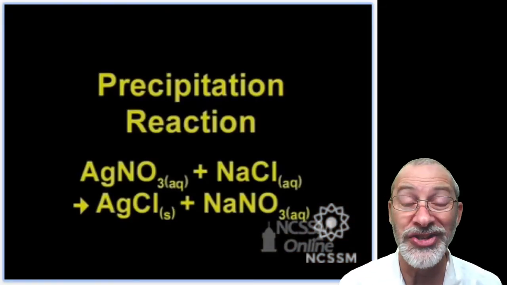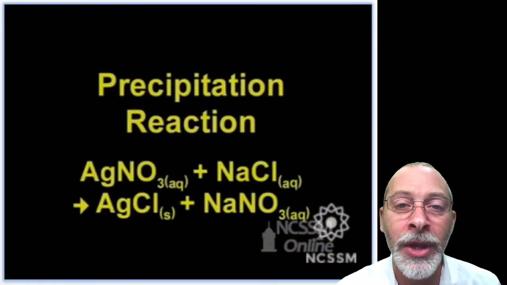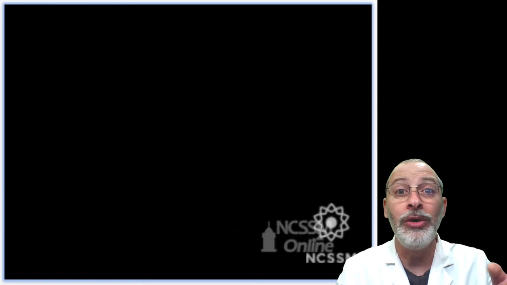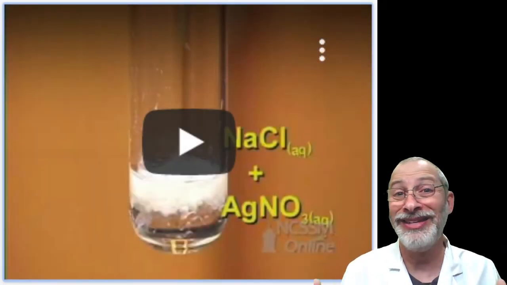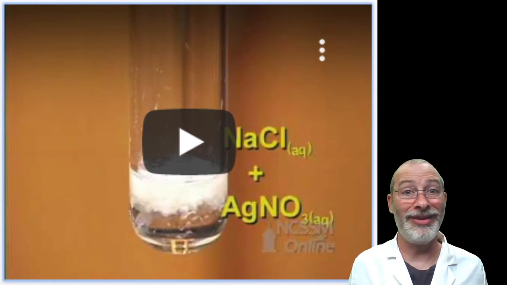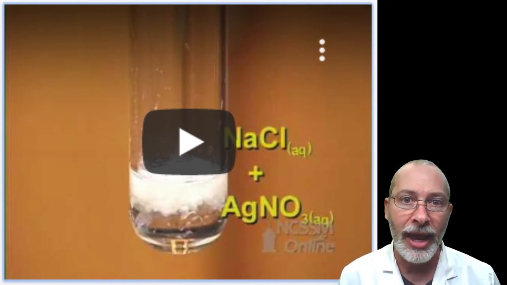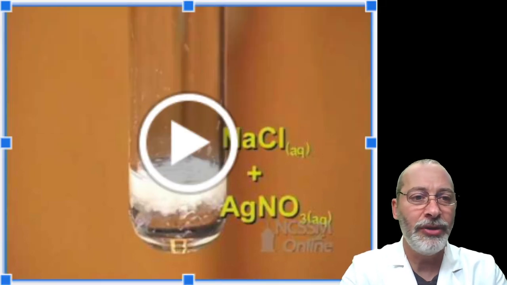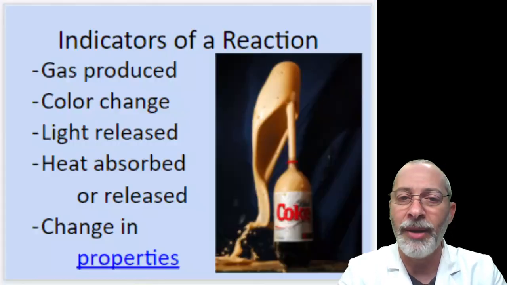Well, that was exciting, wasn't it? A precipitate, a precipitation reaction. When you add two liquids together and you end up with solids coming out of those liquids, it's like, wow, where did that stuff come from? A chemical reaction. So again, we've got several different indicators of chemical reactions.